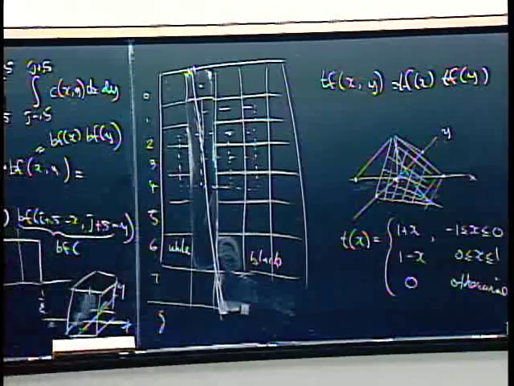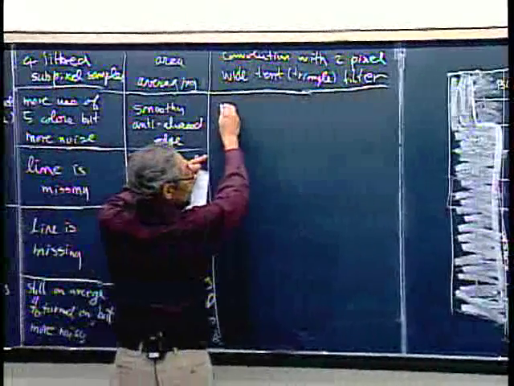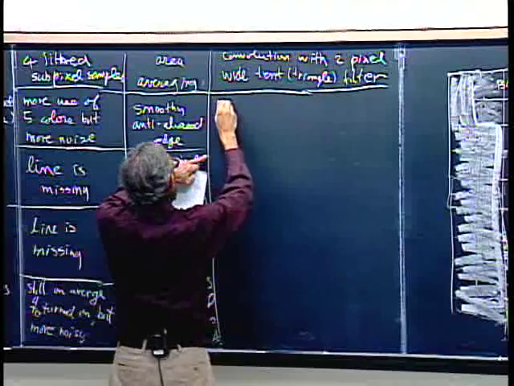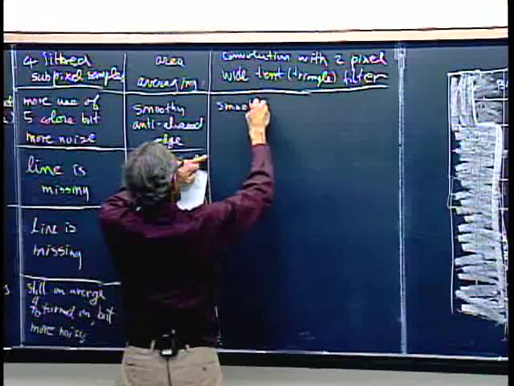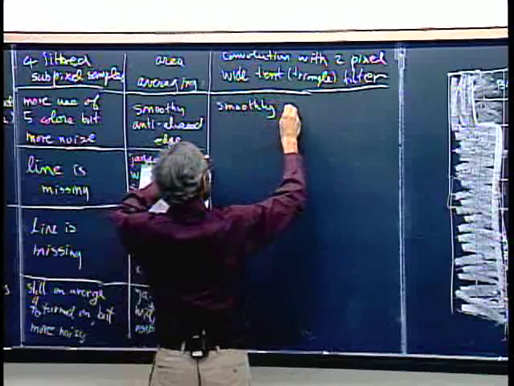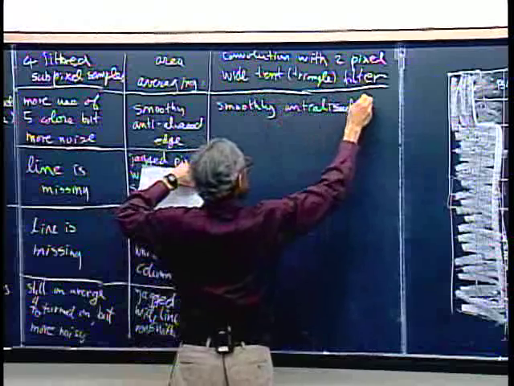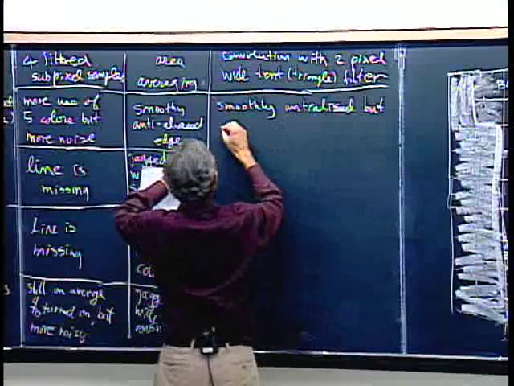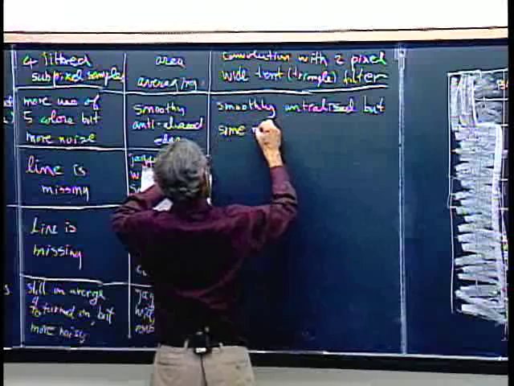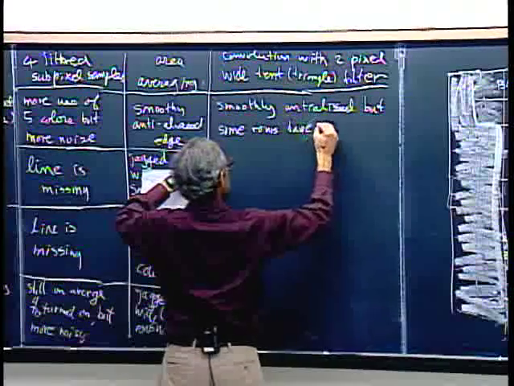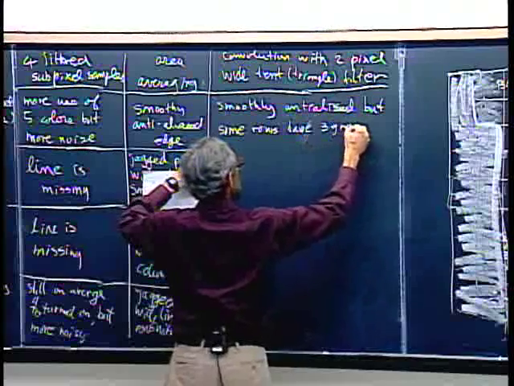Before, the polygon edge, I'm sorry, I'm talking about a line now. I guess I was talking about a polygon. So the polygon is actually more smoothly anti-aliased, but some rows have 3 gray pixels.